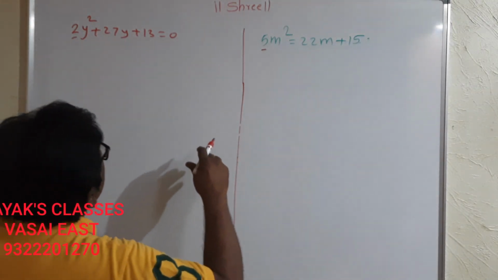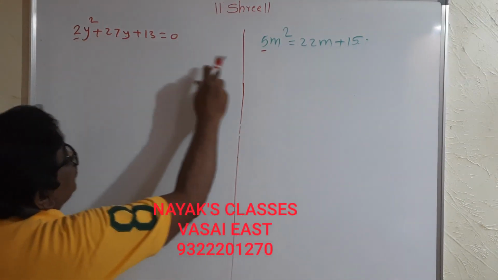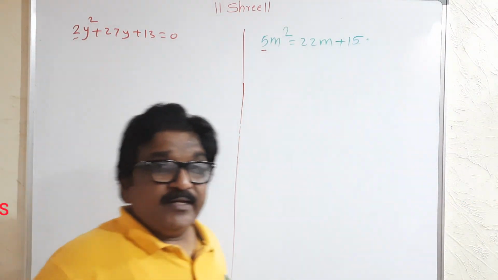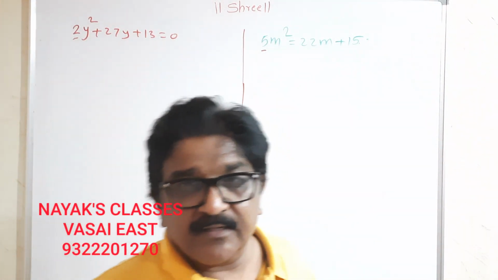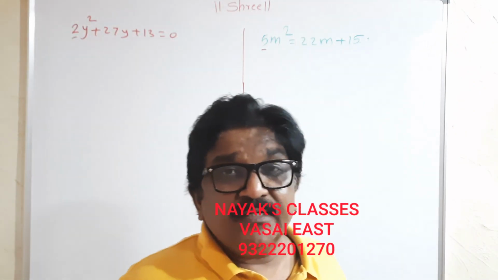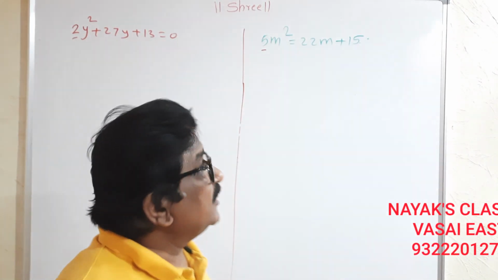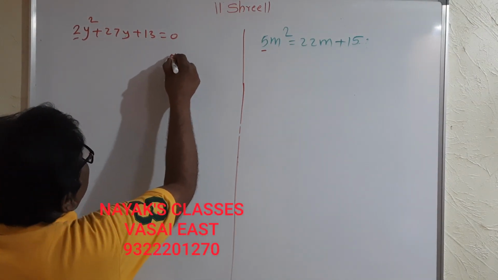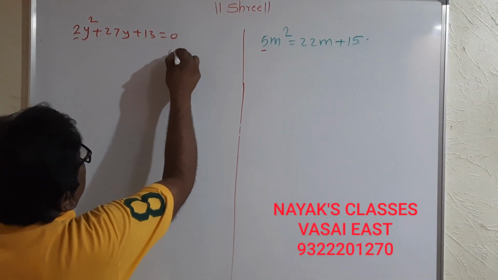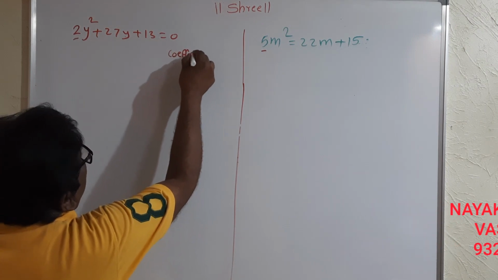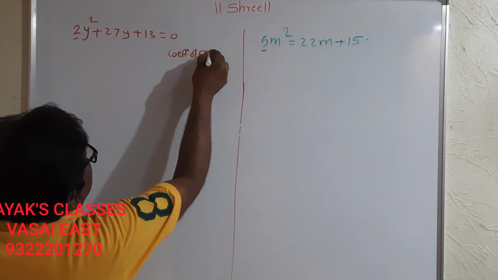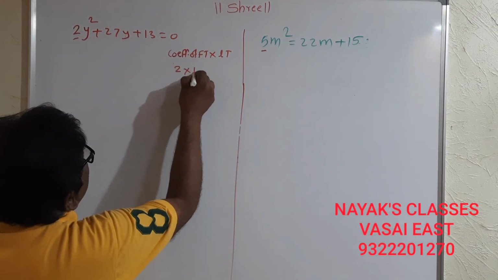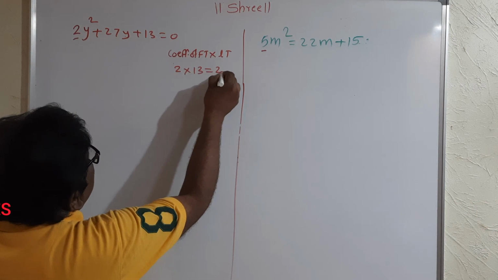First you have to check whether the coefficient is 1 or not. It is not 1. If it is 1, we do splitting the middle term. If it is not 1, then we take the coefficient of the first term into the last term. So it is 2 into 13, which is equal to 26.